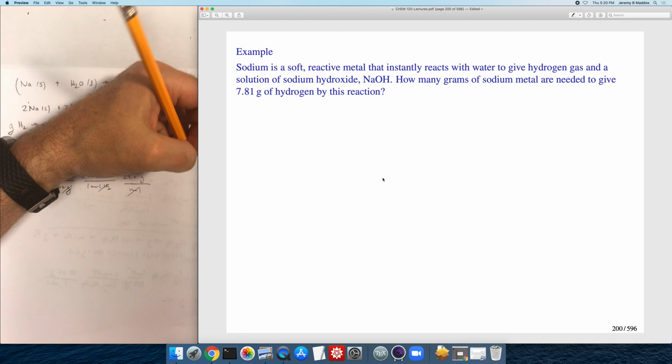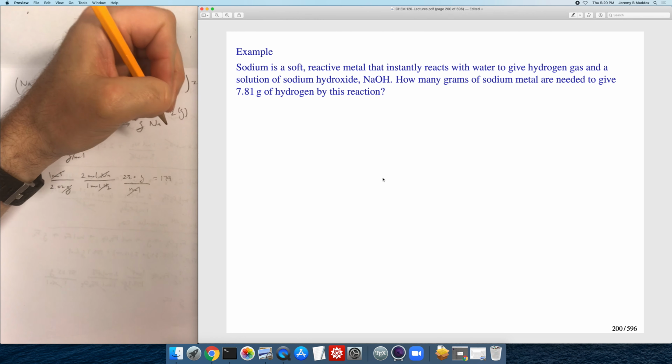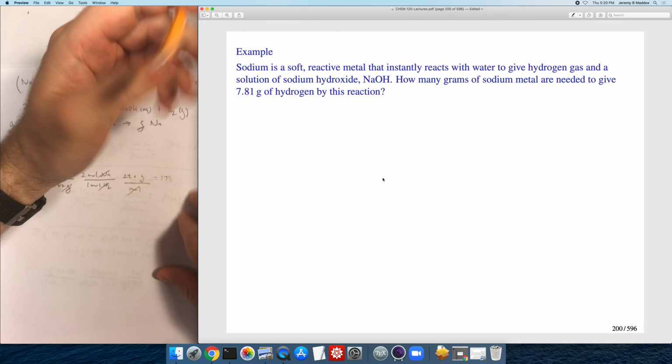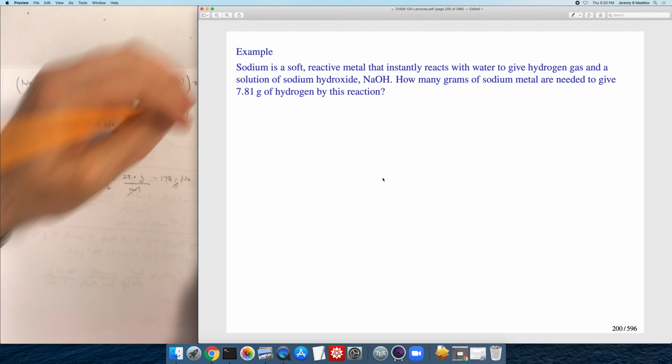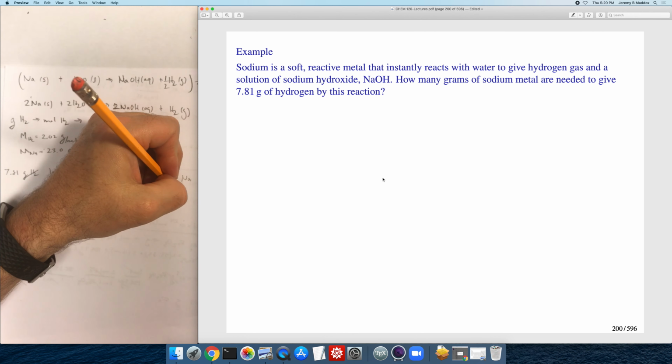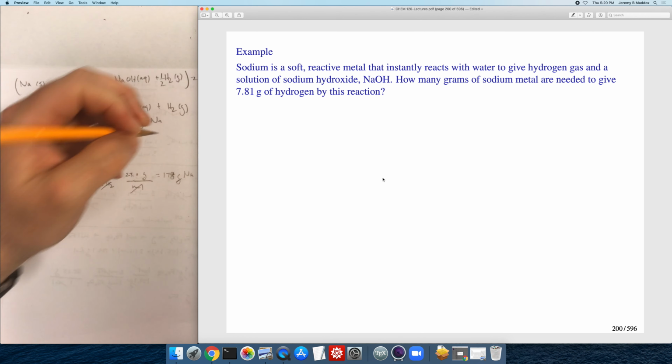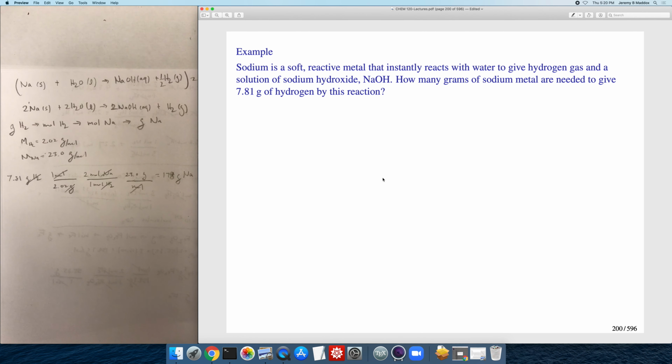And I'm getting 178 grams of sodium from this calculation. Okay, so this is another illustration of the grams to gram conversion problems.